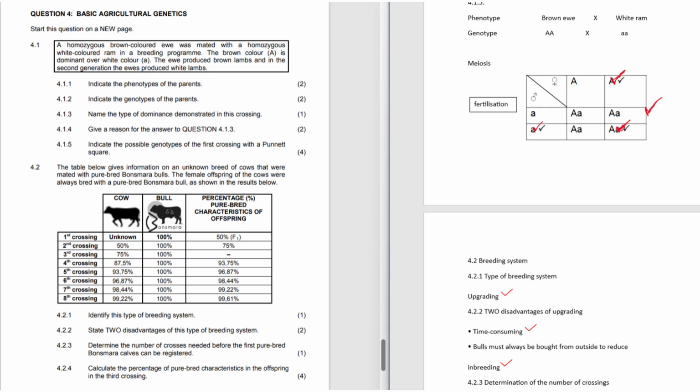But here, it is 4 marks, and the 4 marks is for the Punnett square. They focus on the Punnett square. That means you must master the Punnett square, but also have the background knowledge of what is happening for you to arrive at the Punnett square. You need to cross the parents. You need to know the phenotype of the parents. Here we have the brown colored and the white colored. And we need to know the genotype of the parents.